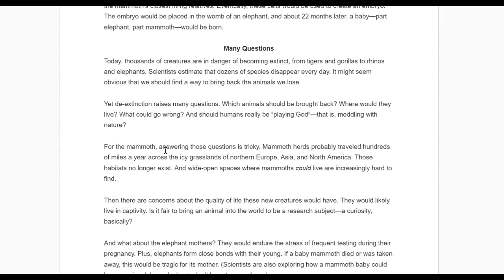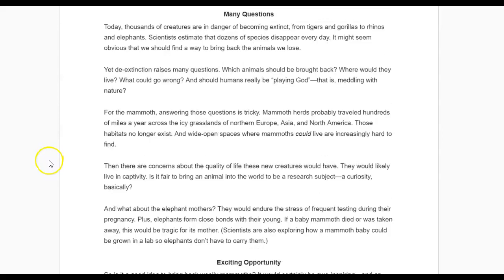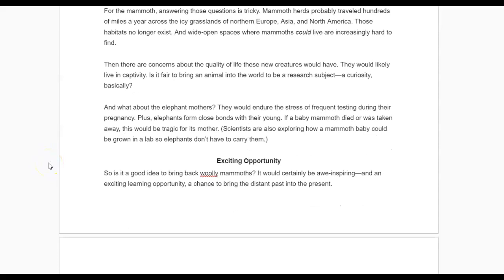For the mammoth, answering those questions is tricky. Mammoth herds probably traveled hundreds of miles a year across the grassy, icy grasslands of northern Europe, Asia, and North America. Those habitats no longer exist, and wide open spaces where mammoths could live are increasingly hard to find.